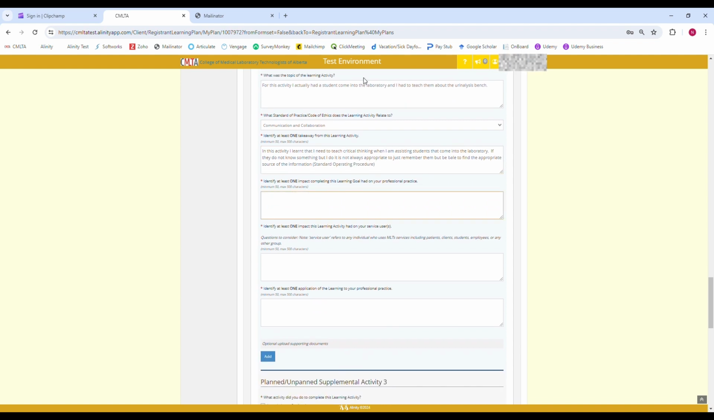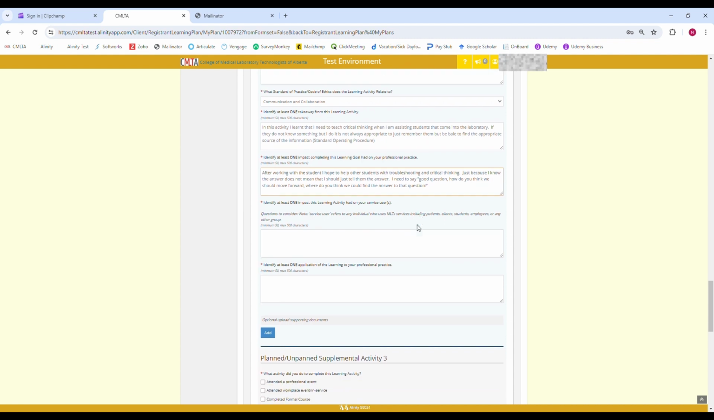The next question asks MLTs to identify at least one impact completing this learning goal had on their professional practice. For example, "After working with the student, I hope to help other students with troubleshooting and critical thinking. Just because I know the answer does not mean that I should just tell them the answer. I need to say, good question. How do you think we should move forward, and where do you think we could find the answer to that question? This will hopefully help the student gain those critical thinking skills that are so vital in the laboratory."